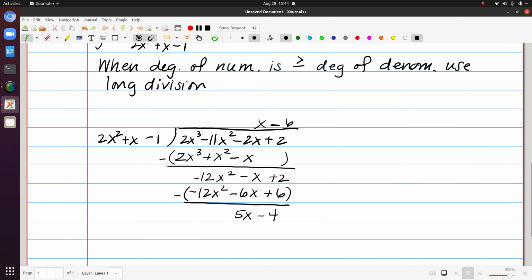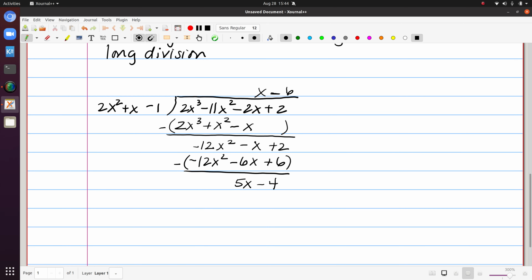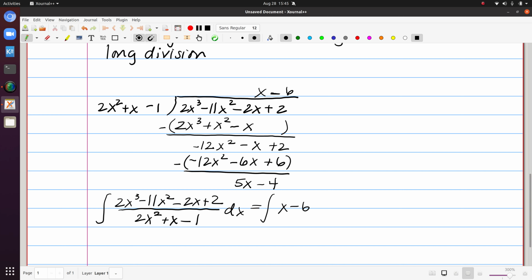So what this means is that the integrand that we started with, we performed long division to be able to rewrite that integrand, and then consequently I'm going to rewrite the integral. So we're saying that that expression is going to be equivalent to the x minus 6 plus the remainder, which was 5x minus 4, over the original denominator.